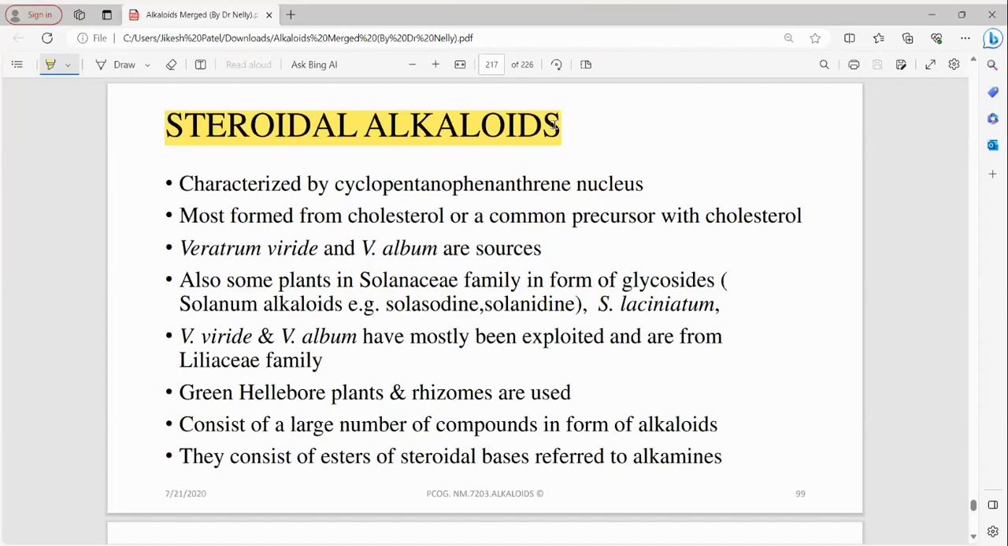Remember, the purine alkaloids are not true alkaloids, they are pseudoalkaloids. Why pseudoalkaloids? Because they are not synthesized from amino acids.